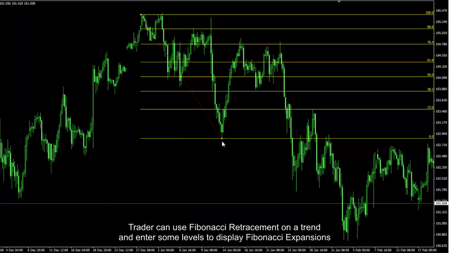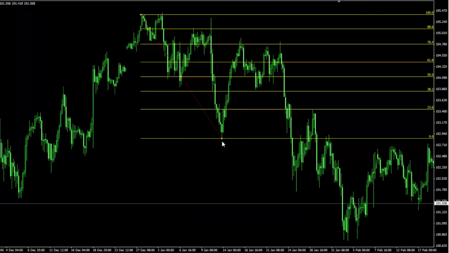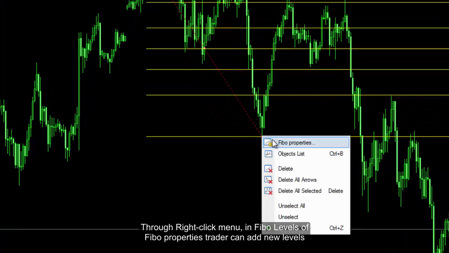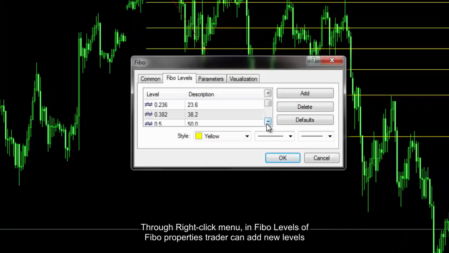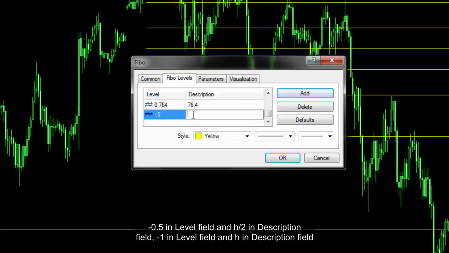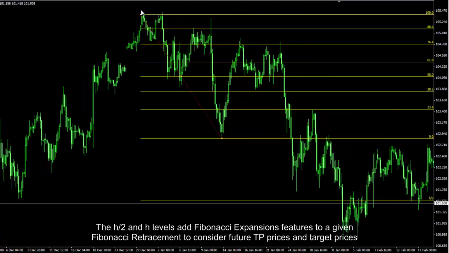A trader can use Fibonacci retracement on a trend and enter some levels to display Fibonacci expansions. Through the right-click menu in Fibo levels of Fibo properties, a trader can add new levels. Minus 0.5 in level field and H/2 in description field. Minus 1 in the level field and H in the description field. The H/2 and H levels add Fibonacci expansions features to a given Fibonacci retracement to consider future TP prices and target prices.